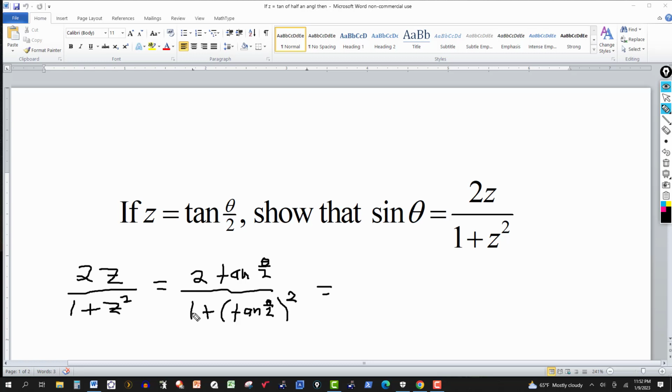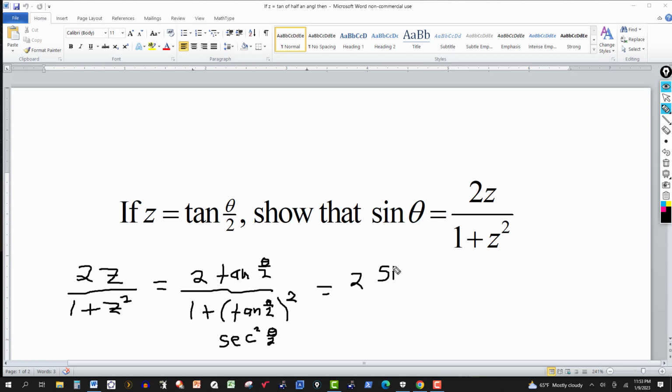Now we have an identity that tells me that whenever you have 1 plus tangent squared of an angle, that's the same thing as secant squared of the angle. In this case the angle is theta over 2. So the identity is that 1 plus tangent squared of an angle is equal to secant squared of that same angle. And then we have an identity that tells me that the tangent of an angle is the same thing as the sine of the angle over the cosine of the angle. So in this case the angle is theta over 2.